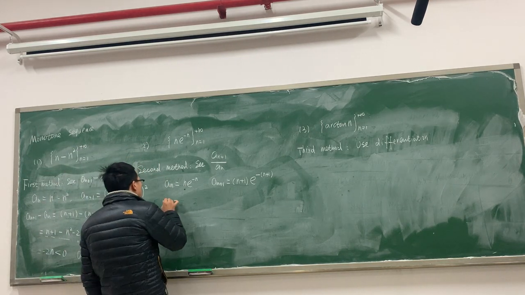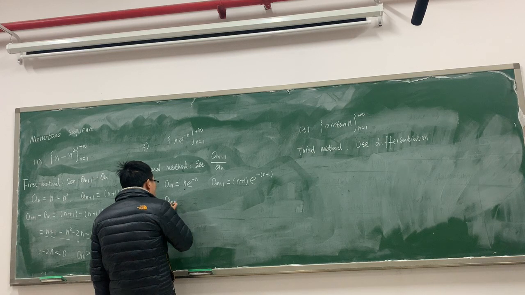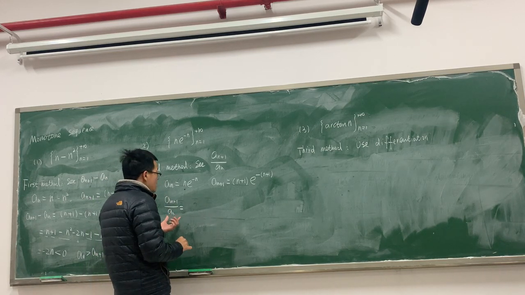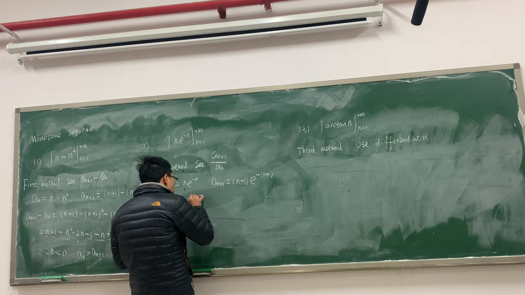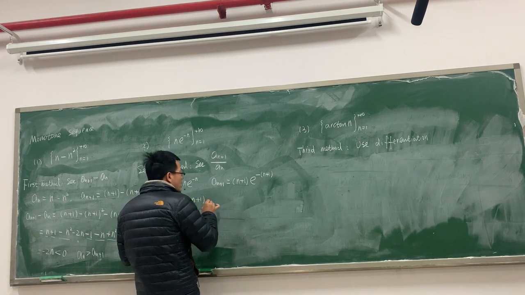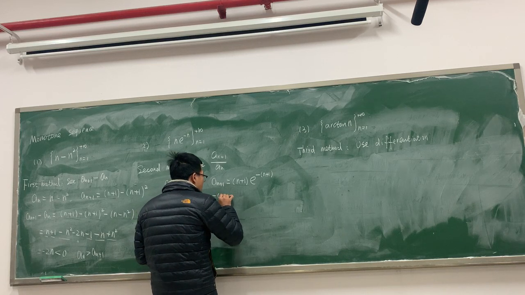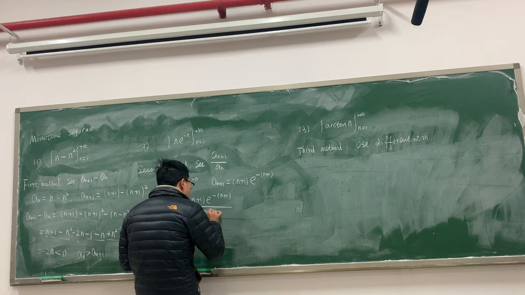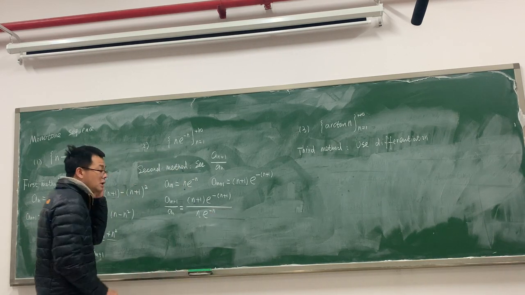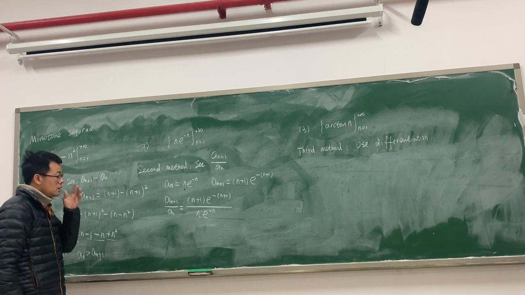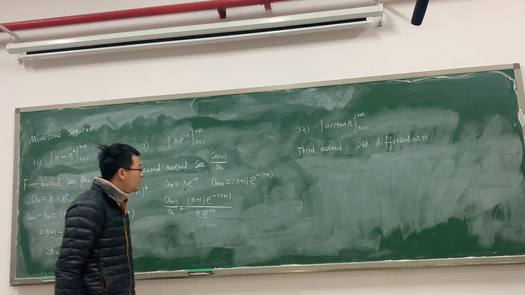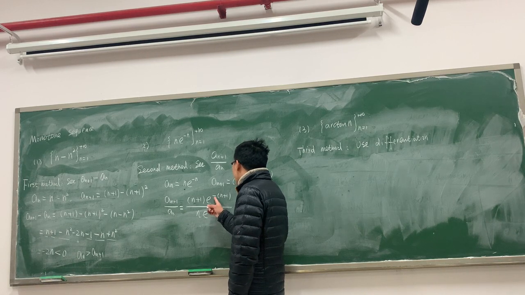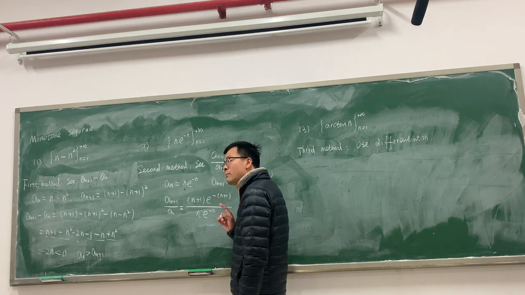So from here we have a_{n+1} over a_n equal to what? Here a_{n+1} over a_n, so here should be n+1 times e to the power of minus (n+1), over n times e to the power of minus n. Yeah? So now here it is actually easy to see. Here is e to the power of minus n minus 1.